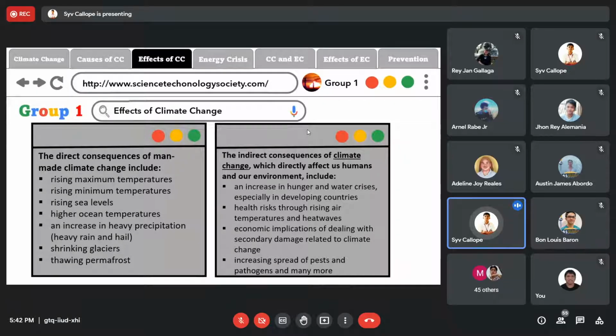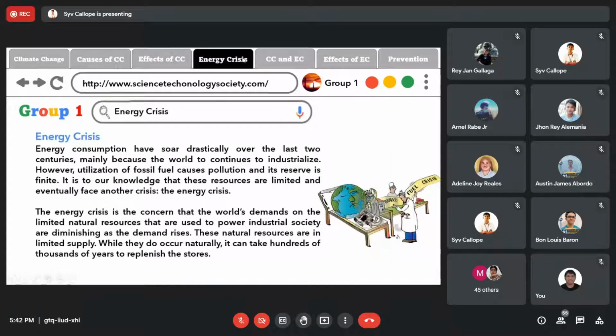We'll proceed to the next topic of our reporting, which is the energy crisis. Good afternoon. I will be discussing the energy crisis. Energy consumption has soared drastically over the last 2 centuries, mainly because the world continues to industrialize. However, utilization of fossil fuel causes pollution and its reserve is finite. It is to our knowledge that these resources are limited and eventually we will face another crisis, the energy crisis.